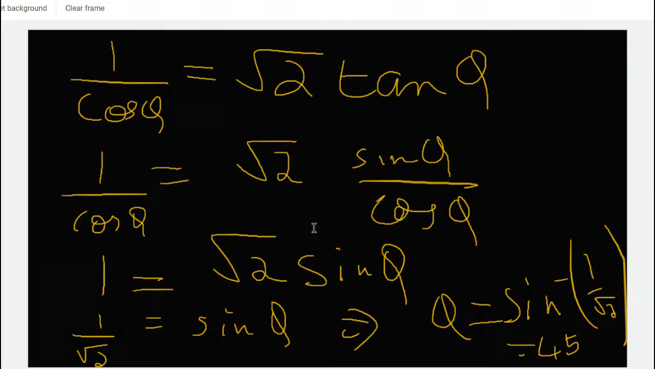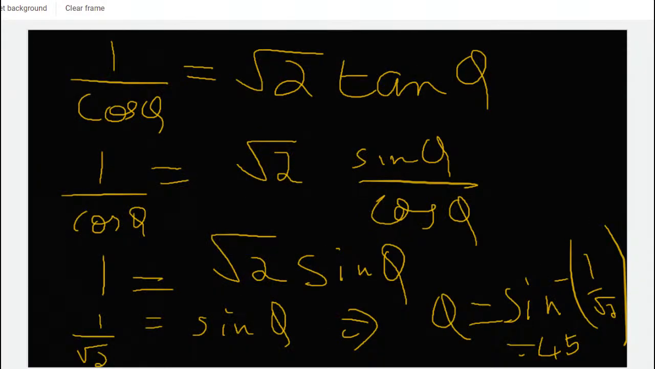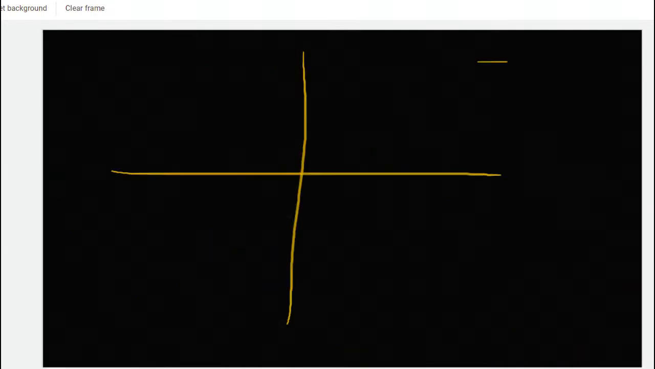We want to know where we get the values of sine theta, 1 by root 2. Wait, let me see if I can do it. Slide 3, we need 45. So for sine, we need positive value right now, right? Only positive, yeah. So this is positive for sine.